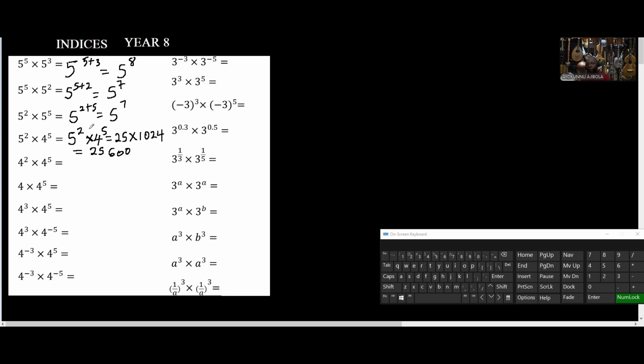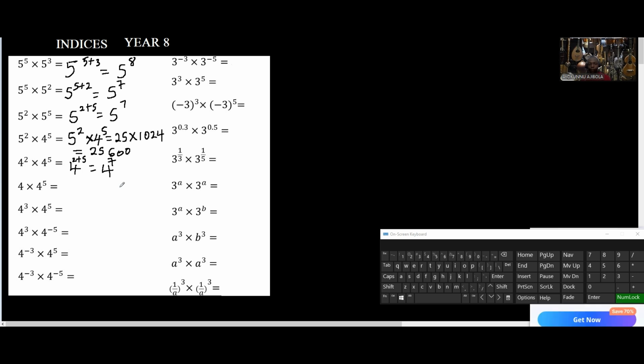And the same thing with the other one that says four square. This one they are both four square, so you can pick a four and you can add the powers. That'll be 4 raised to power 7.